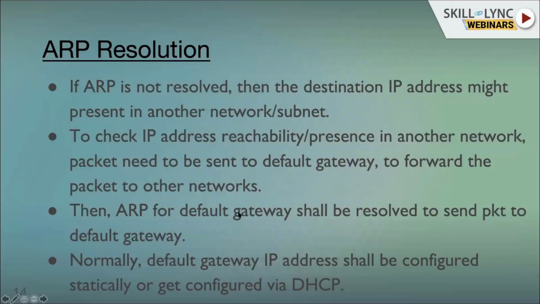Okay, so the default gateway will be resolved and the packet sent to the default gateway. Normally this default gateway IP address shall be configured statically or configured via DHCP. Whenever ARP is not resolved, we need to send to the default gateway IP, right? So that should be configured on the host. Statically means we can configure it manually, or else dynamically we get the IP from the ISP.